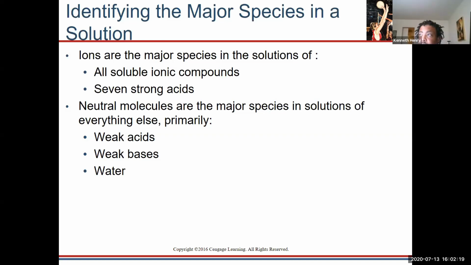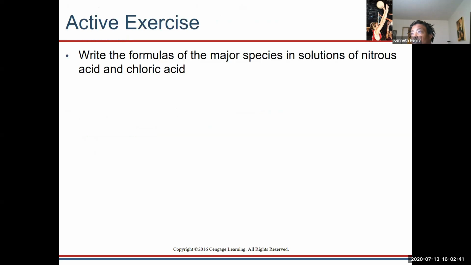So ions are going to be the major species in ionic compounds, right? And strong acids. Neutral molecules are going to be the major species, meaning that they're neutrally charged, when you have a weak acid, weak base, and water. Okay, so write the chemical formulas of the major species in solutions of nitrous acid and chloric acid.